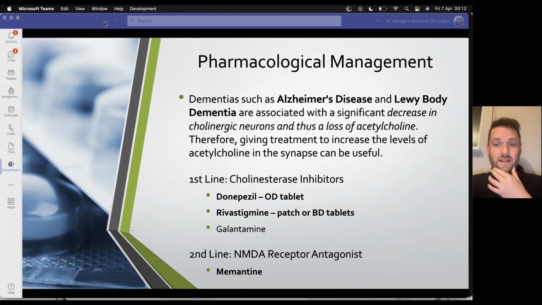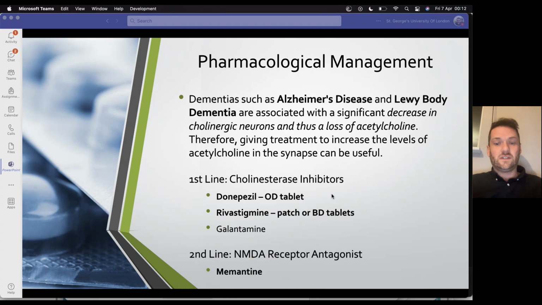So what we're doing here is we want to give treatment to increase the levels of acetylcholine in the synapses. So what we do is we use cholinesterase inhibitors. So basically, imagine that there's acetylcholine within the synapse. Cholinesterases are these sort of enzymes going in and mopping that up. Once the synapse is fired, they come in and mop it up.